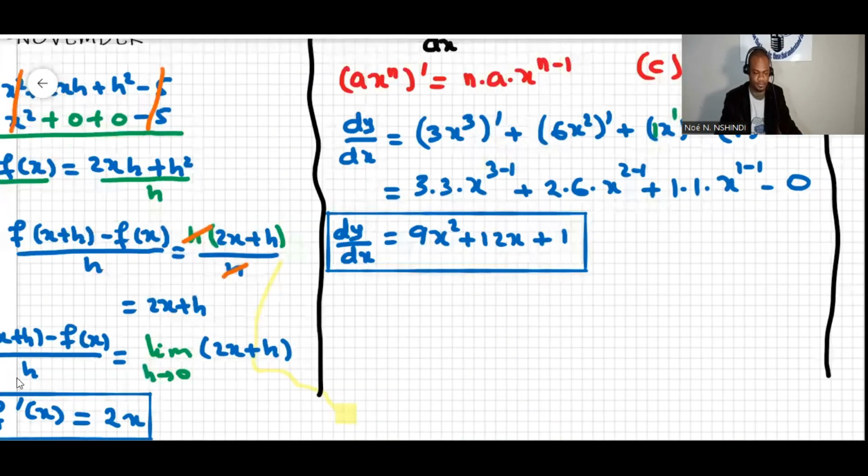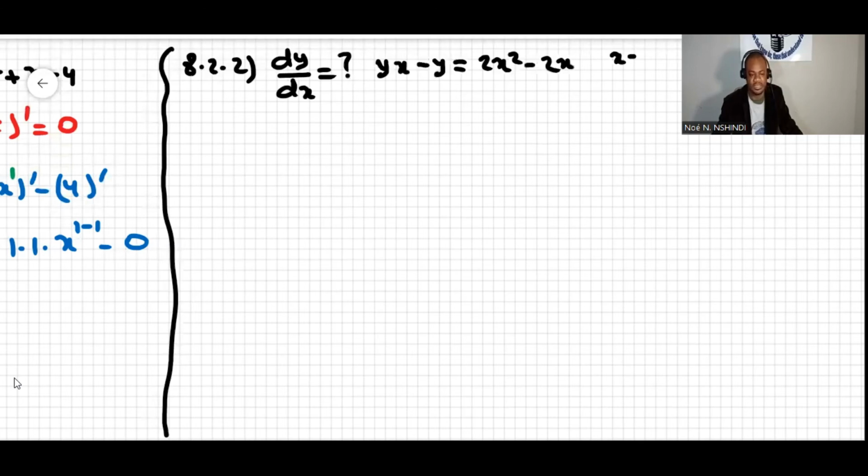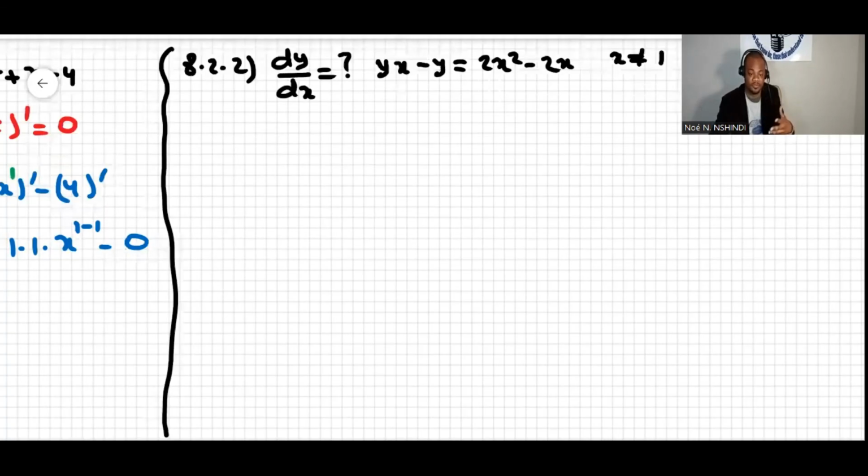Now we're looking for dy over dx of yx minus y equal to 2x squared minus 2x, and the condition is that x is not equal to 1. Now in this situation, how can we do that? Sometimes it's tougher to differentiate a function like that. We're going to transform the function.